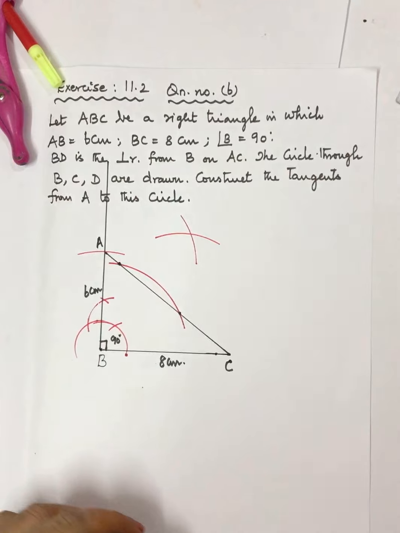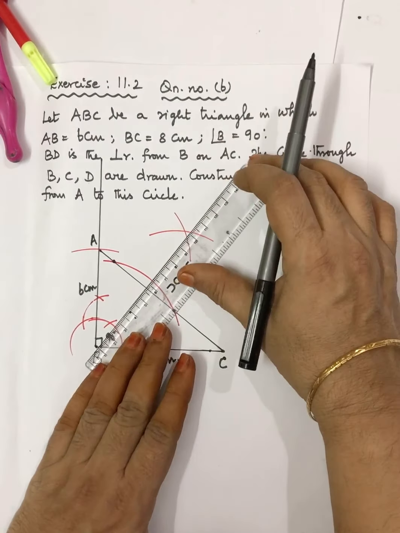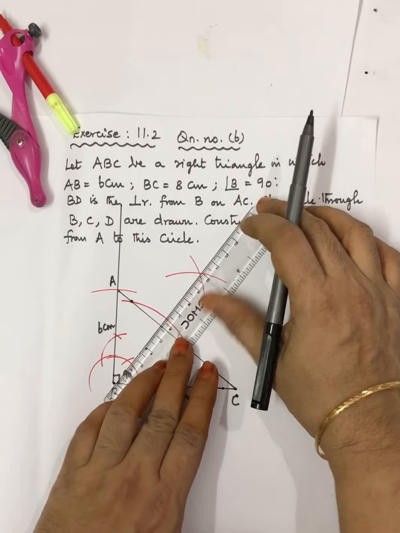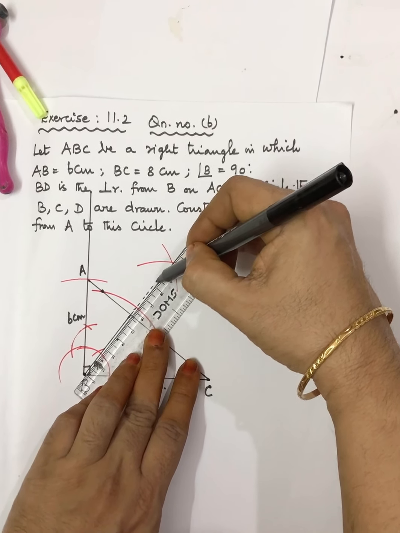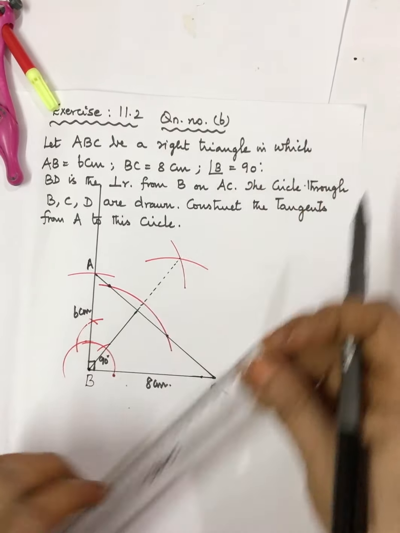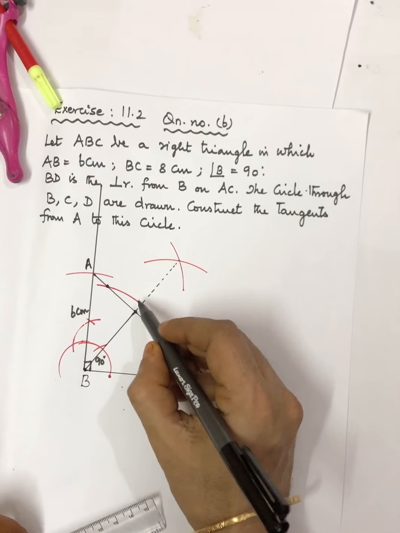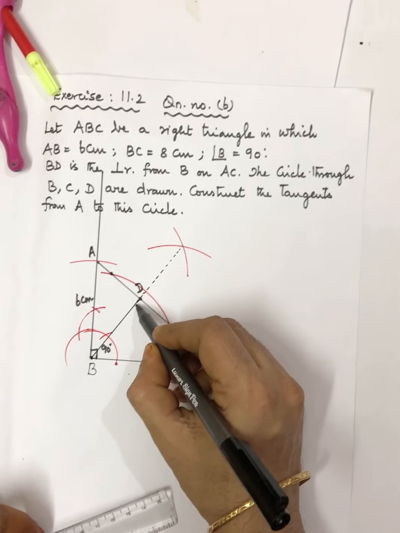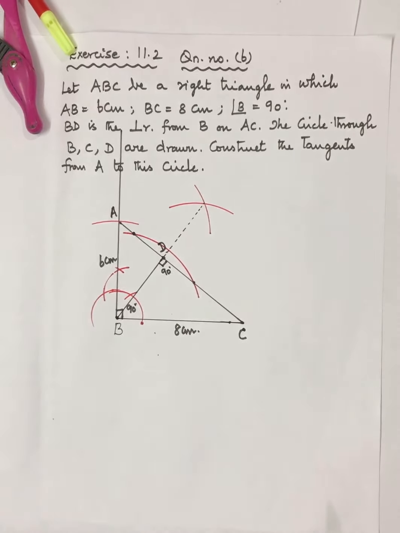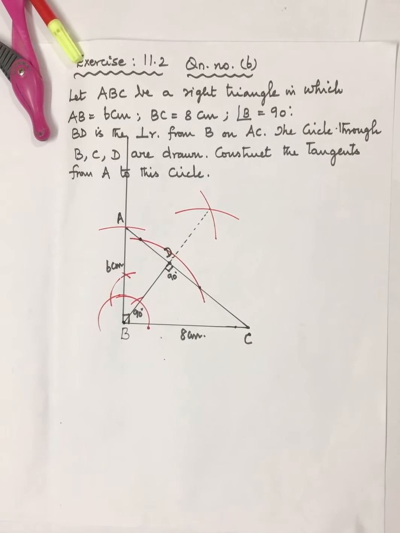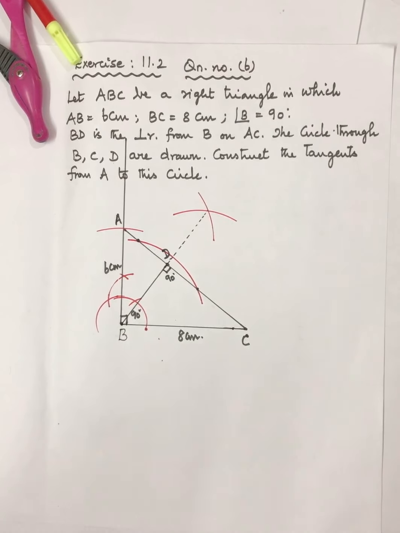Now, join this point this way. Let it intersect AC at D. So, angle at D is 90. So, BD is perpendicular to AC.